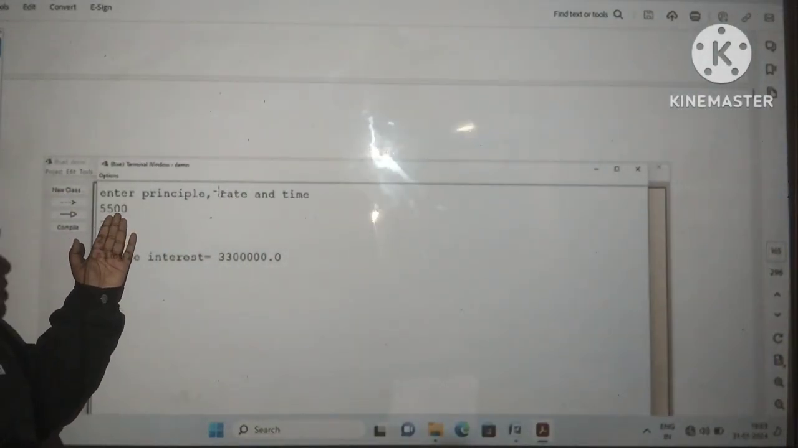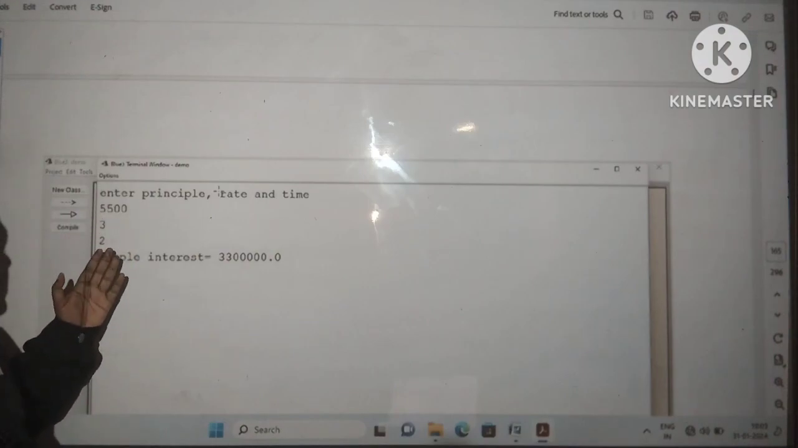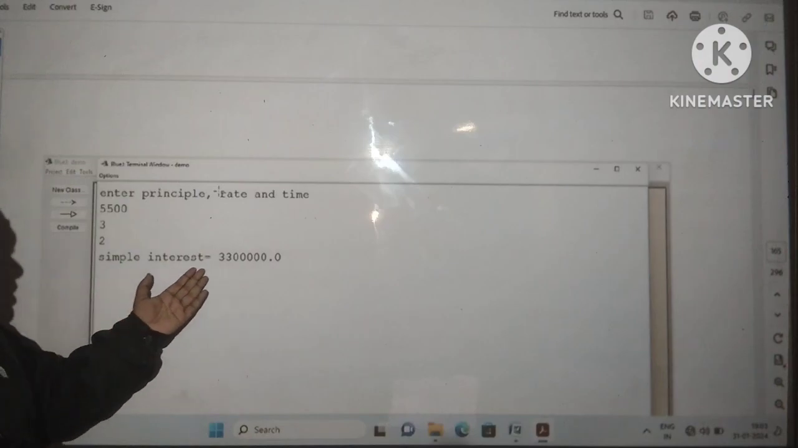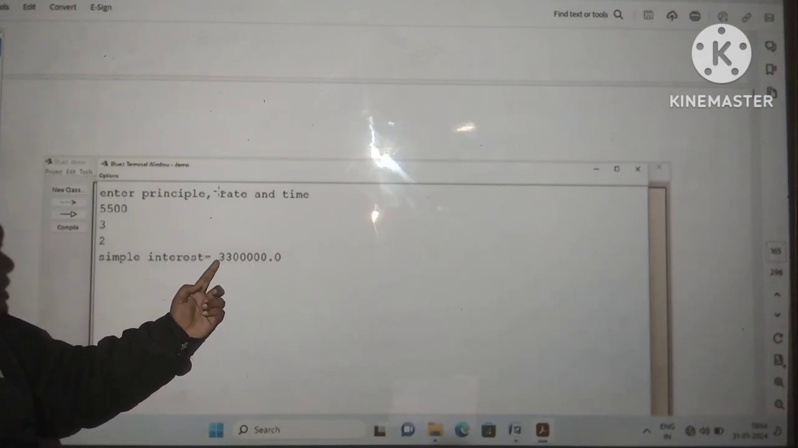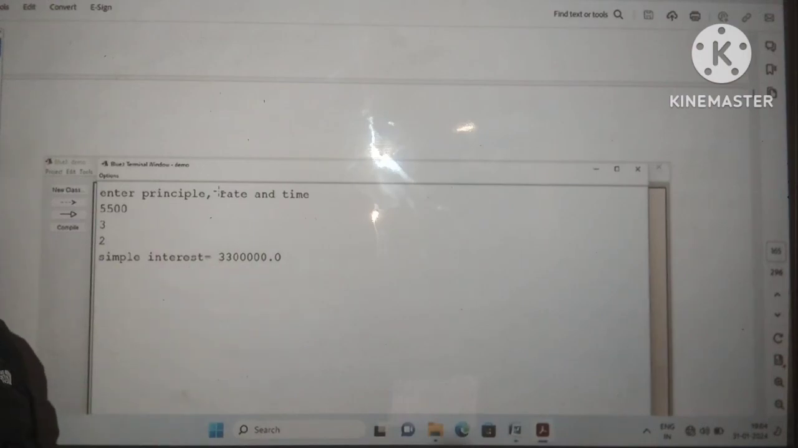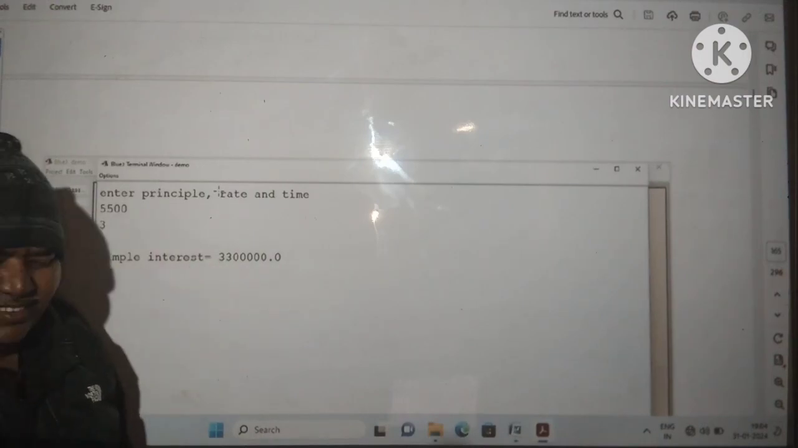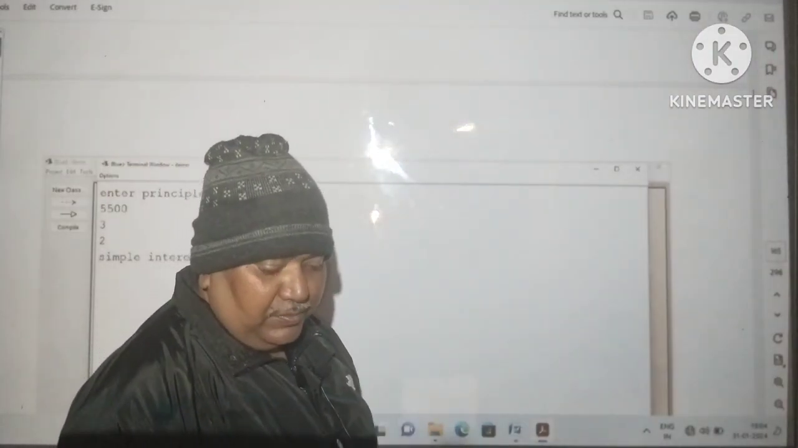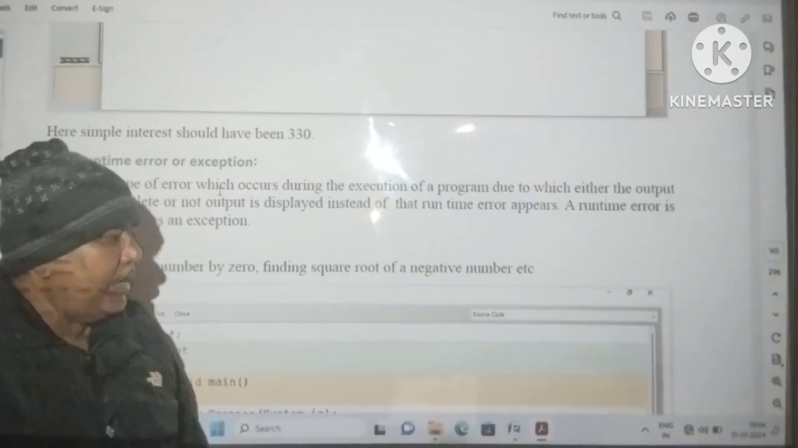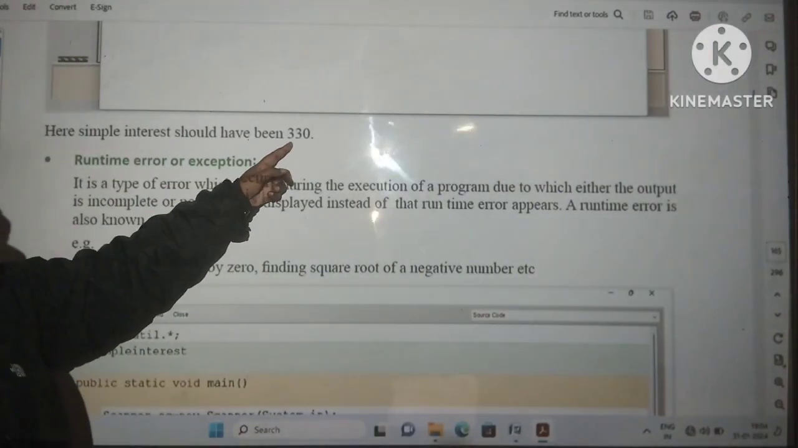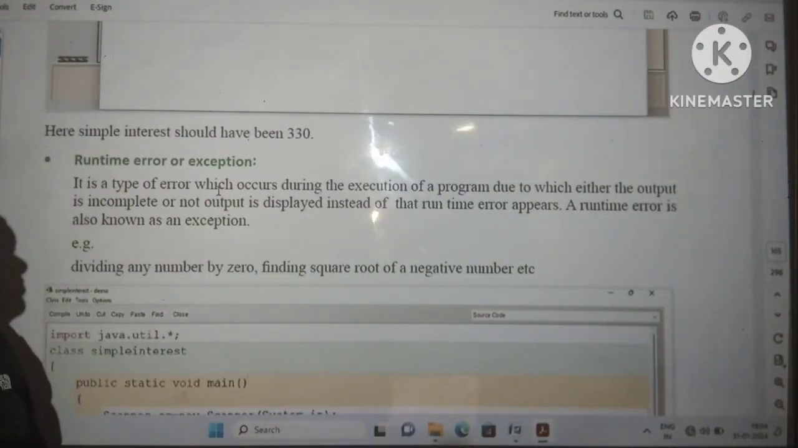See, your principal is 5500, rate is 3%, time is 2 years. Simple interest is coming how much? Ones, tens, 100, 1000, 10,000, lakh, 10 lakh. 33 lakhs simple interest is coming, so obviously it is wrong. I have written the correct simple interest also. It should be 330 rupees.